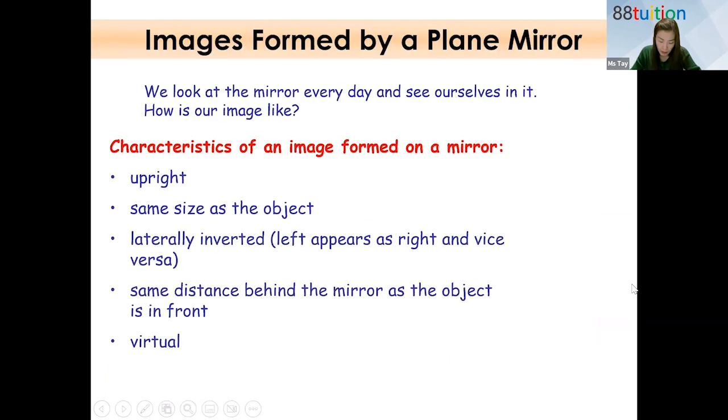You need to know the characteristics of the image formed in the mirror. It is upright. Just imagine yourself standing in front of the mirror. Your height is the same, your size is the same. When you are 1 meter from the mirror, your image is 1 meter behind the mirror. It's virtual, not real, so it's not captured on a screen. You just see it in the mirror. It's laterally inverted: left appears as right, and vice versa.